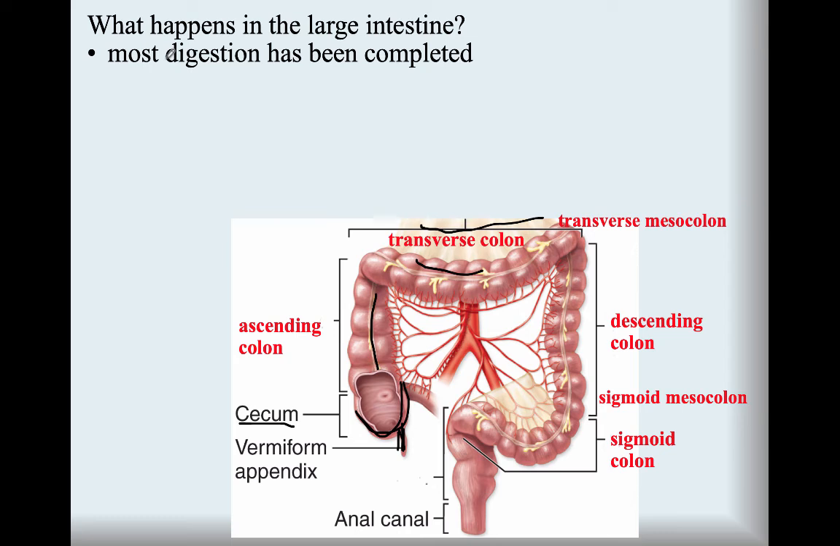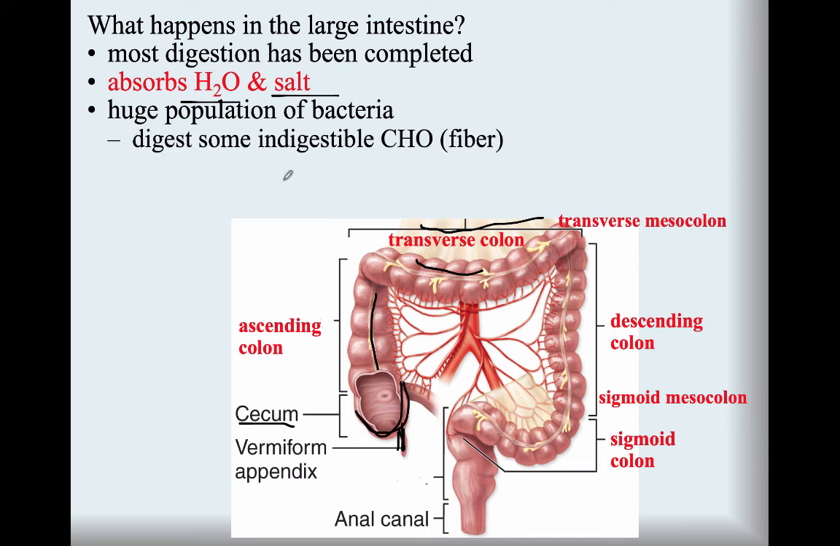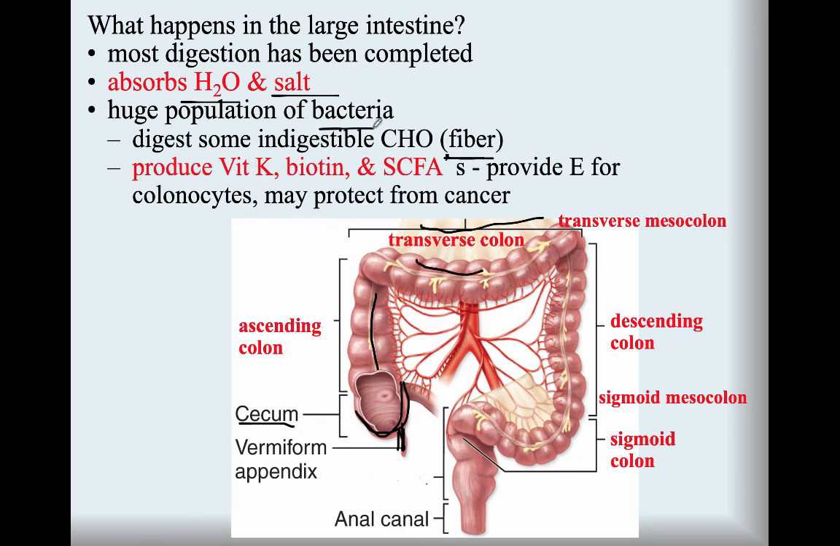Well, most digestion by now has been completed, as has most absorption. But the large intestine is able to continue to absorb water and some salt as well. There is this huge population of bacteria, which for the most part are good for you. They're important and very helpful. They actually will do some digestion of fiber, which you can't digest. You don't have the enzymes required to break down fiber, but some of these bacteria do. As a result, these bacteria help to produce two vitamins, vitamin K and biotin, one of the B vitamins. They also produce short-chain fatty acids, which don't seem to be important much of any place except here in the colonocytes.